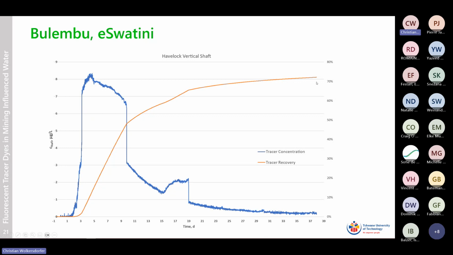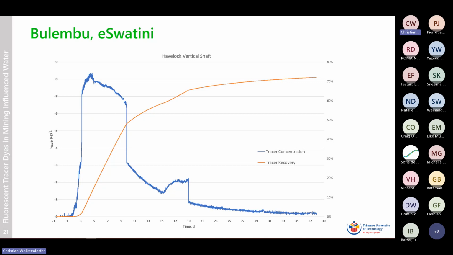The interesting thing is we got a recovery rate of 73%, and you can see that we are still not back at background concentrations. I already modeled that curve here to background concentration, and we had a recovery of roughly 85–90%. So that was that test in Bulembo, the latest one. As I said, it's just a little bit of an insight in what we are doing without going into all the details of these tests.